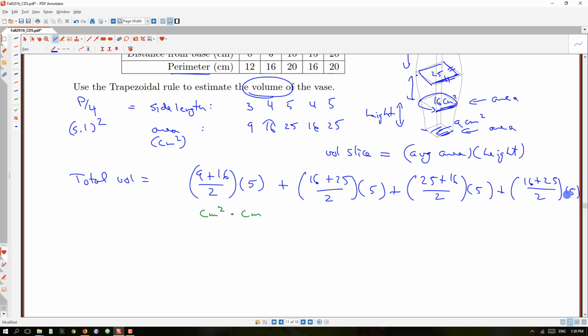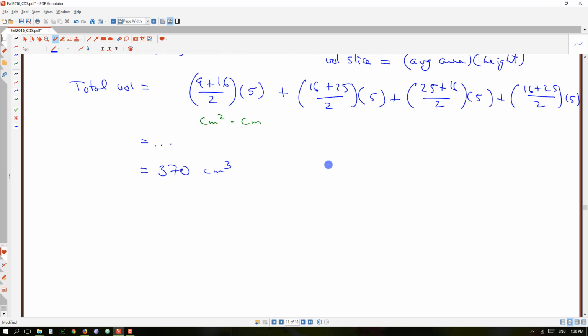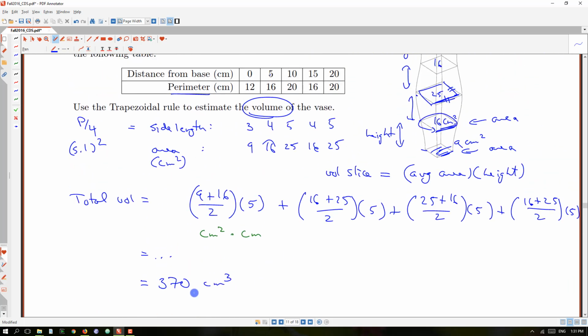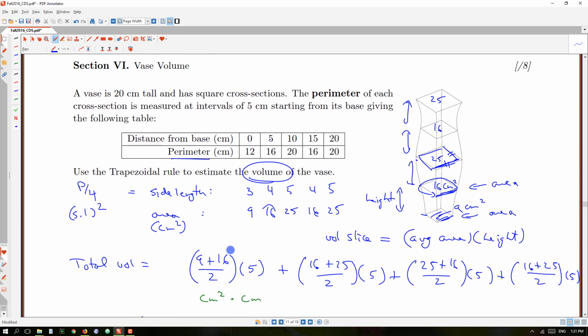At this point, you can either go through the calculations step by step, or you can factor things, however you want to approach the calculation with you and your calculator and the paper. At the end of the day, though, you're going to end up with cubic centimeters and 370 of them by completing this calculation. And so that would be our estimate for the volume of this vase. And that's the end to question number 6, section 6.